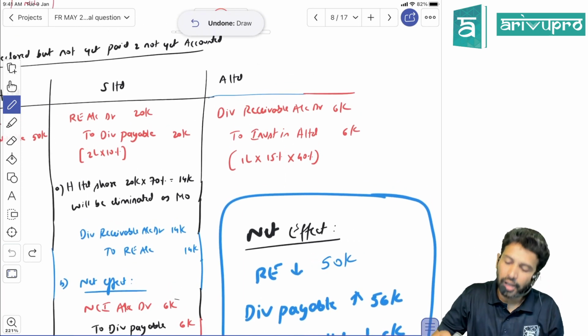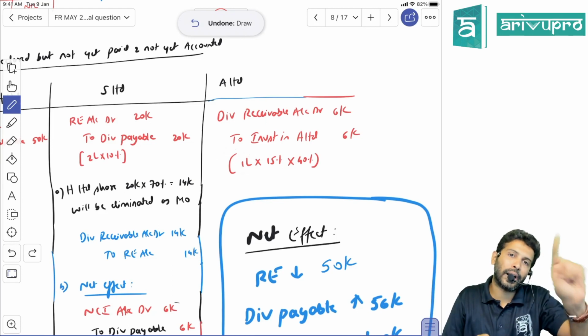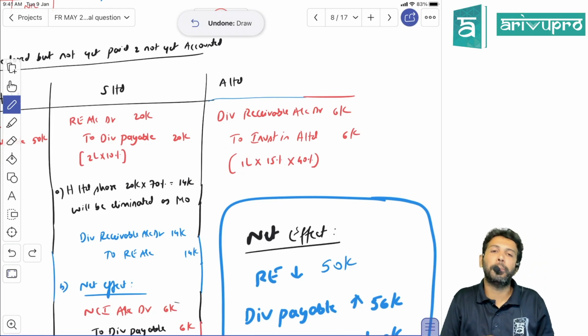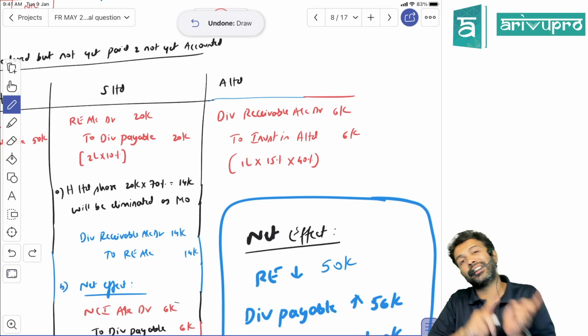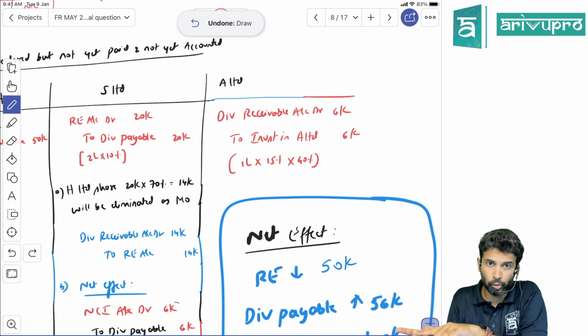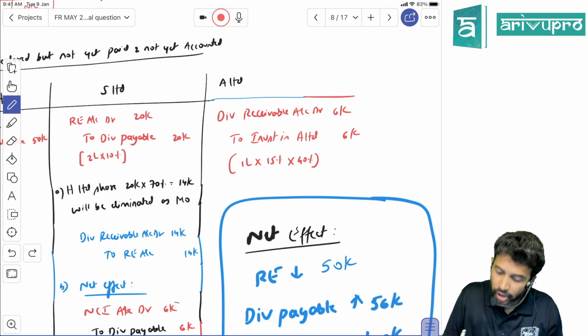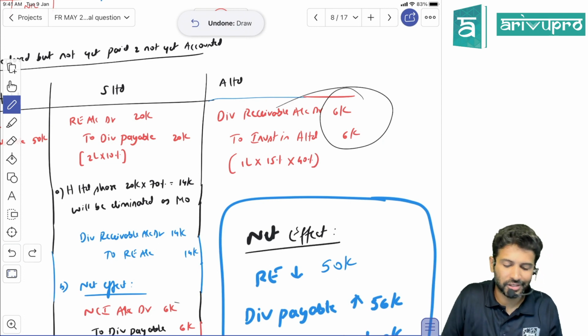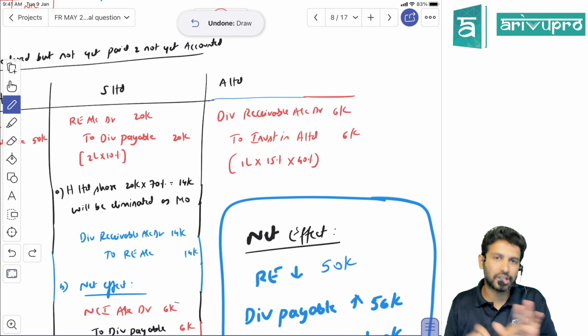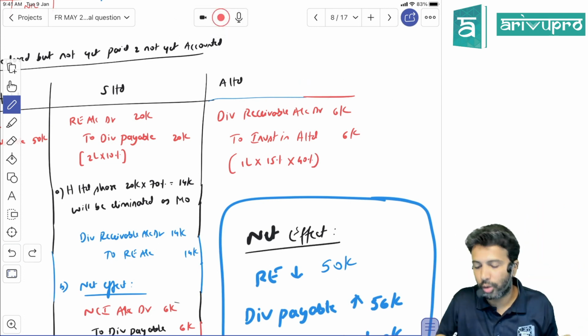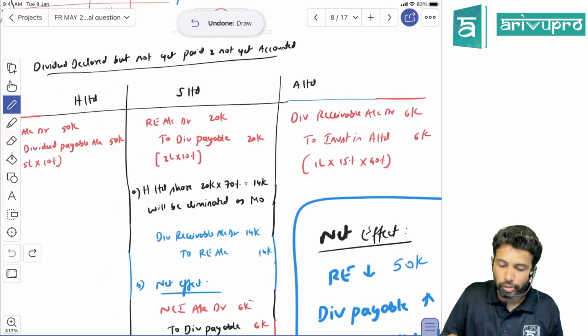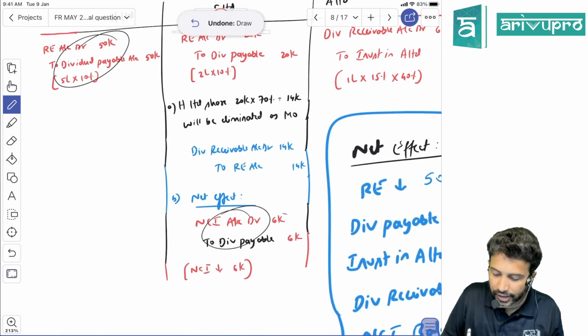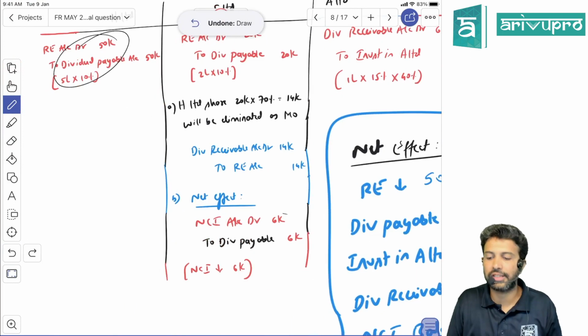Okay, how much is that? Associate company has a share capital of 1 lakh. They have declared the dividend at the rate of 15%. So totally 15,000 is the dividend they have declared and got approved. But parent has only 40% stake. So if I multiply by 40%, it will be 6,000. So that means the entry the parent has to pass for this is dividend receivable account debit to investment in associate 6,000.